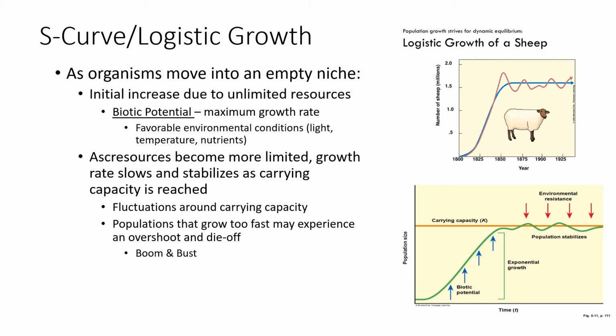And so as the growth rate slows and stabilizes, it happens because resources are more and more limited as we hit carrying capacity, which is the maximum amount of organisms or individuals that an environment can hold. Depending on what kind of species, you'll either see fluctuations around carrying capacity, or if the populations grow too fast, it experiences some sort of overshoot and a quick die-off, and we call that a boom and bust, which we'll talk about in just a little bit.